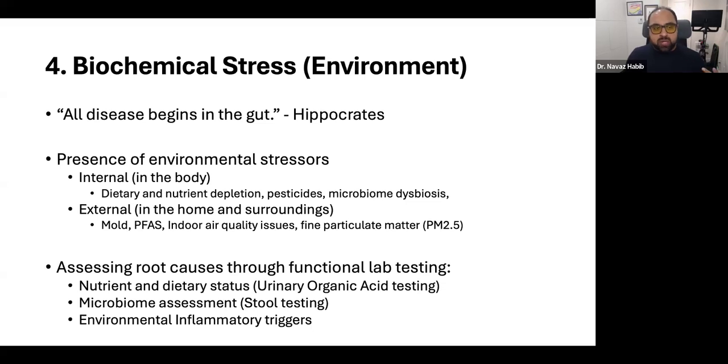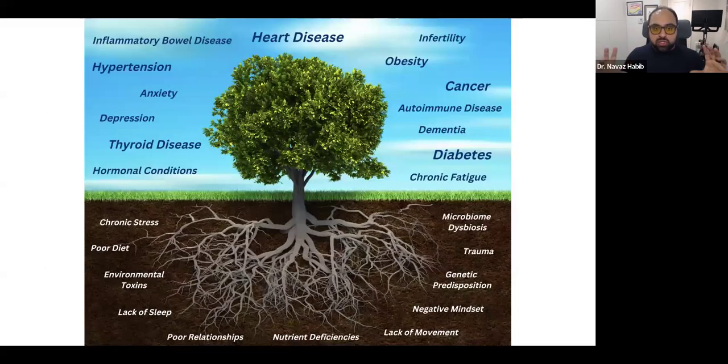So I want to take us back quickly to this tree that we remember as being the tree that, when we're looking at it from a Western perspective or from a disease focused only perspective, we just see the branches. We just see the label that's been given. When we look from a functional perspective, we see all of these root causes. And I've classified those root causes into those four areas.